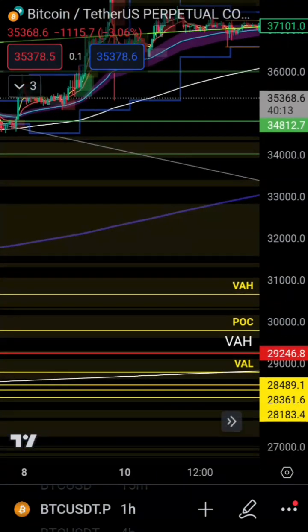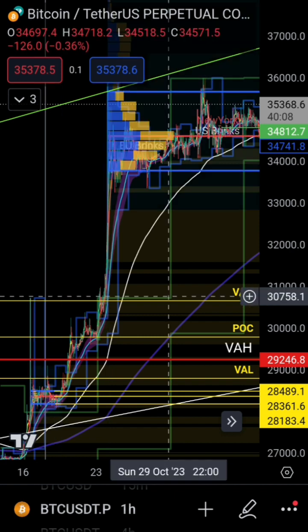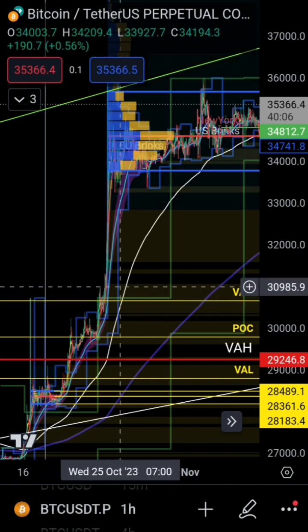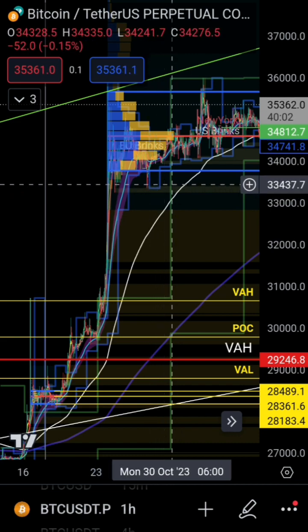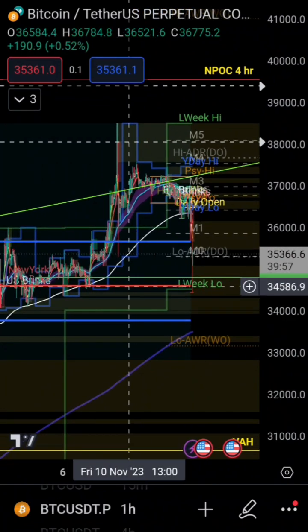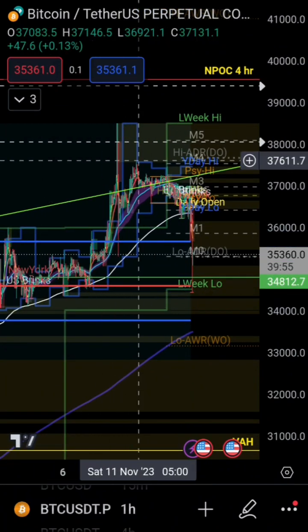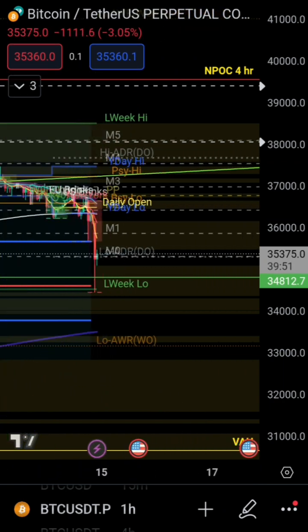I'm talking about if you took a long from 34K, or before we got this crazy move at around 30K, that would be 27 October. Even if you were here at 33K, when was this? Over here. If you were here at 34K a few days ago and you took the long and you saw Bitcoin breaking 36K, there is no reason for you to wait for that.